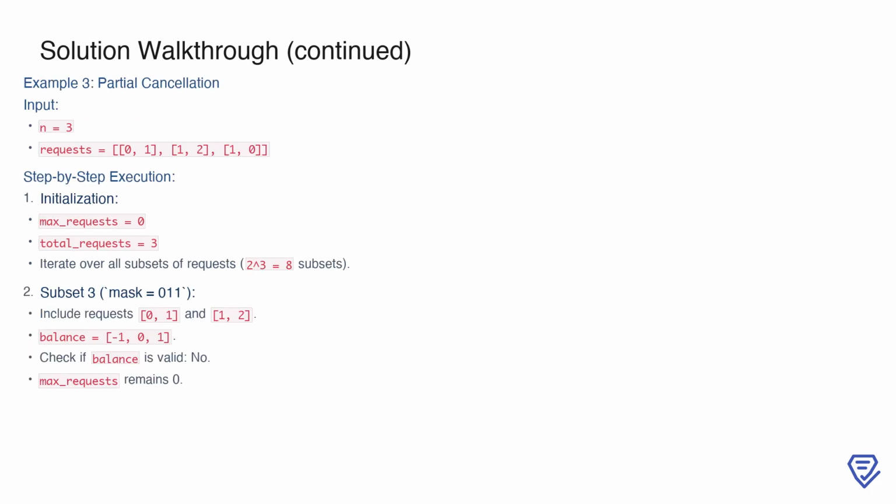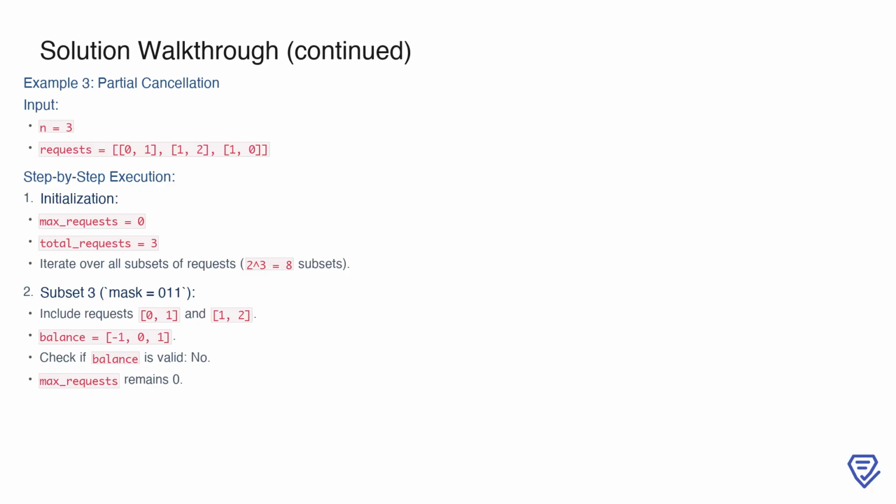In this example, we introduce a case where not all requests can be achieved simultaneously. The input specifies 3 buildings and 3 requests, one from building 0 to 1, one from building 1 to 2, and one from building 1 back to 0. As before, we initialize max_requests to 0 and evaluate all 2 cubed, or 8, subsets of requests.